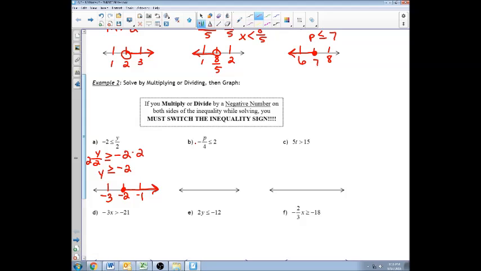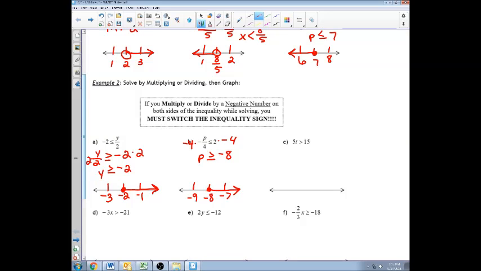Now, part B, I'm going to multiply by negative 4, correct? Well, here I multiplied by the negative 4. Because I multiplied by the negative 4, I need to go ahead and switch my sign. 2 times negative 4 is going to get me negative 8. This would be negative 9, negative 8, negative 7. It is greater than or equal to, so I will have a closed circle at negative 8, and I can follow my arrow because my variable is on the left.